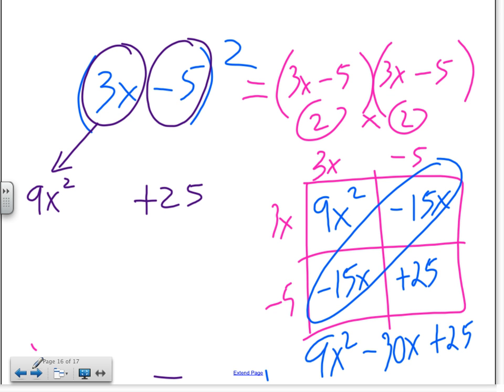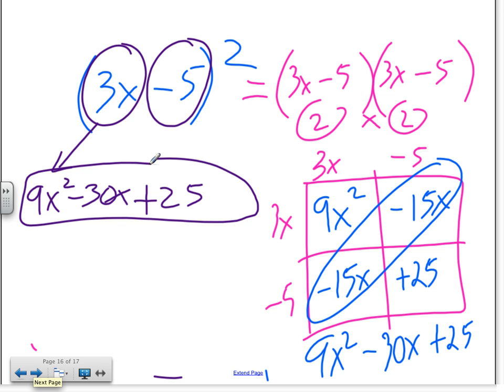So 3x times negative 5 is negative 15x, right? Double that, negative 30x. So I'm going to put right there, negative 30x. And there we have it. Same exact answers, two different approaches, one using the box, the other one using mental math. Easy enough? Okay, so this was a special product, and was called the square of a difference.